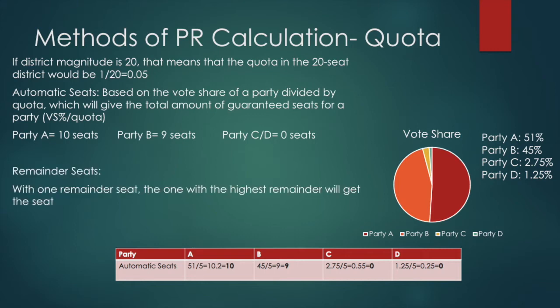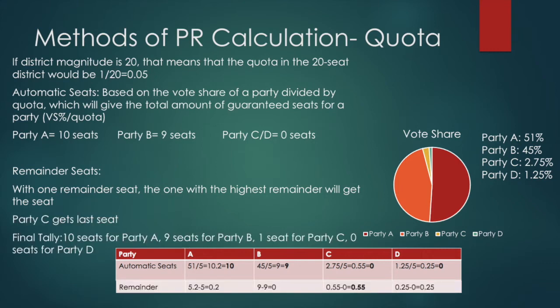Therefore, the second part of the process is the remainder seat calculation. As you may have noticed previously, after we rounded down, we left the remainder. And with one remainder seat in this occasion, the one with the highest remainder will get the seat. In this case, Party C will get the seat, as their remainder of 0.55 seats is higher than that of the other parties, which are 0.2, 0, and 0.25 respectively.